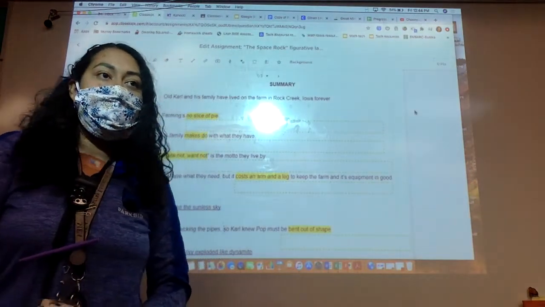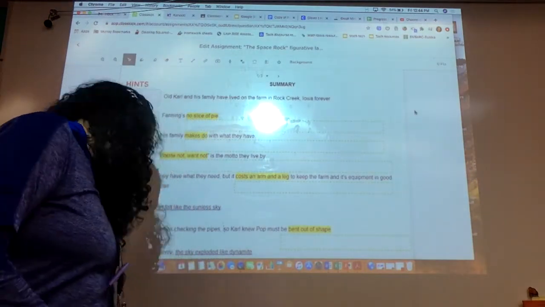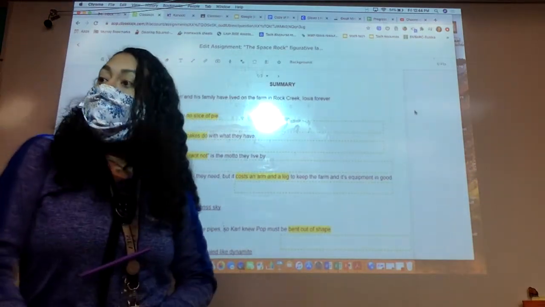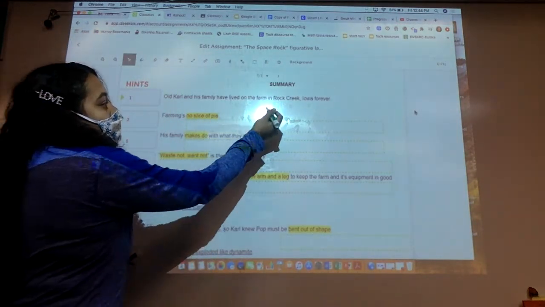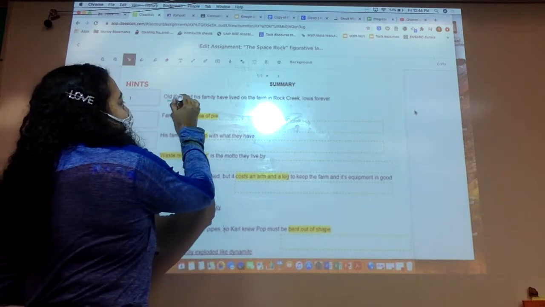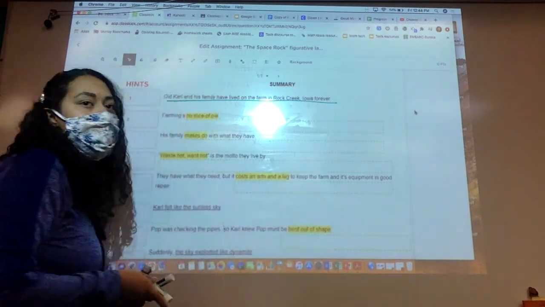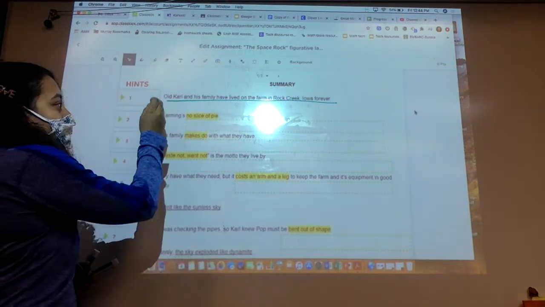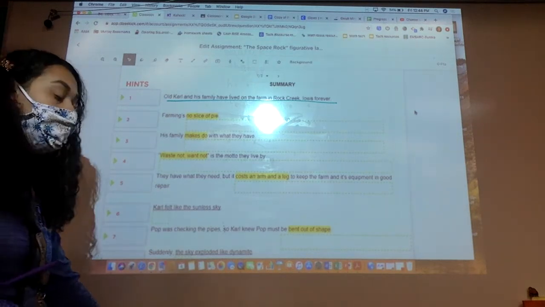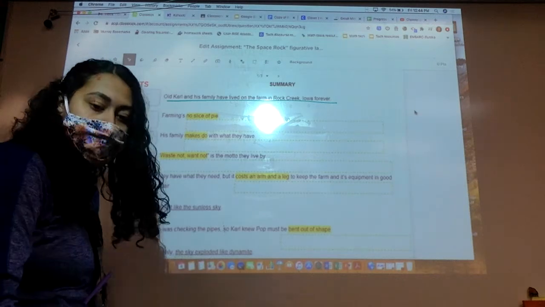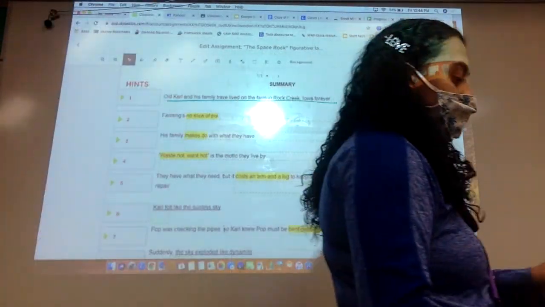So click the green highlight tool and highlight. I'm trying to get my green highlight tool. I'll just underline it green, as long as it's green. Okay, let's keep going.